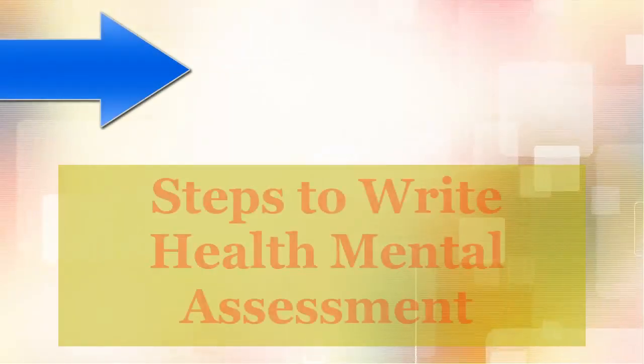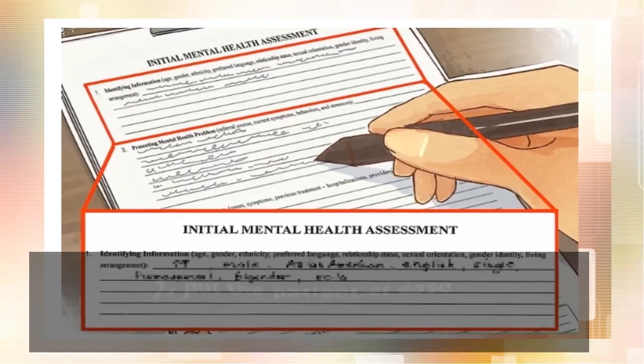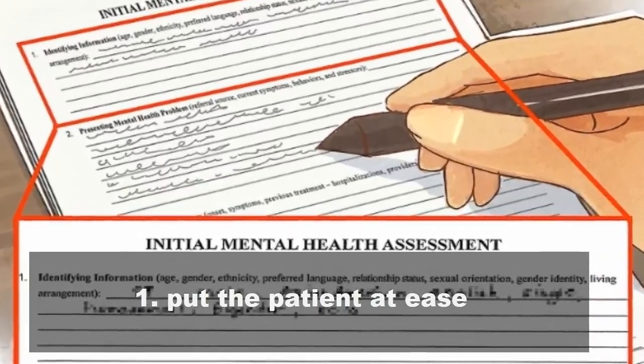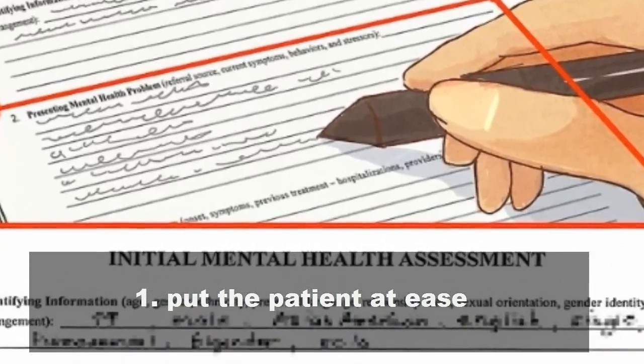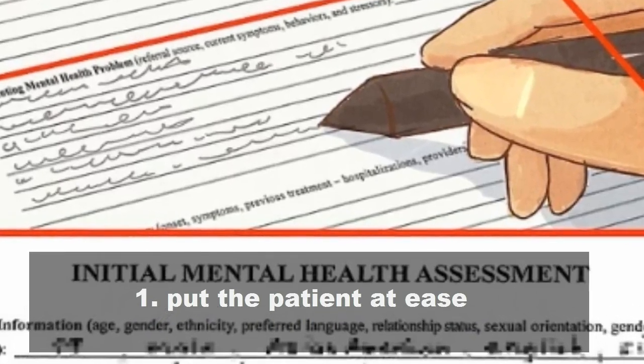How to write a mental assessment. Some of the information will be basic, such as the patient's age, gender, and ethnicity. Some information will be more telling in terms of what it reveals about the patient. Note the patient's substance abuse history.